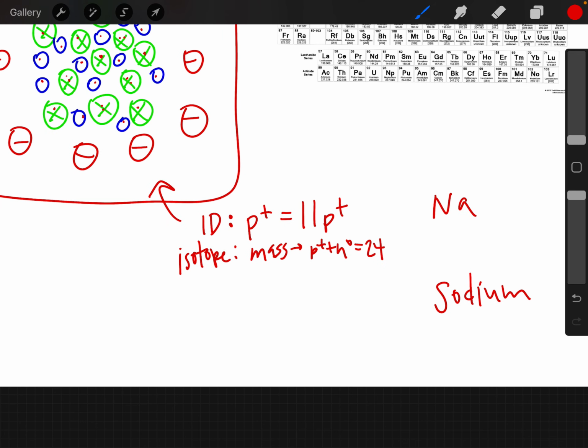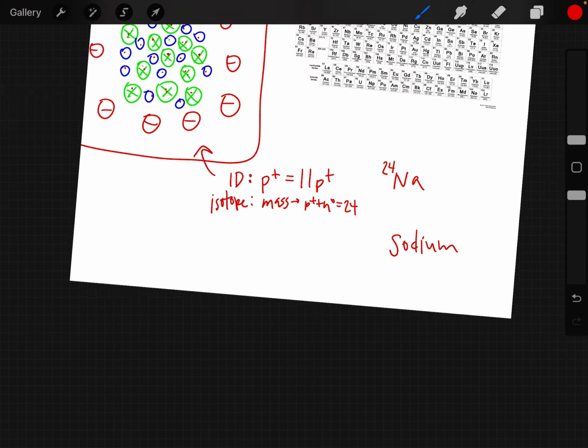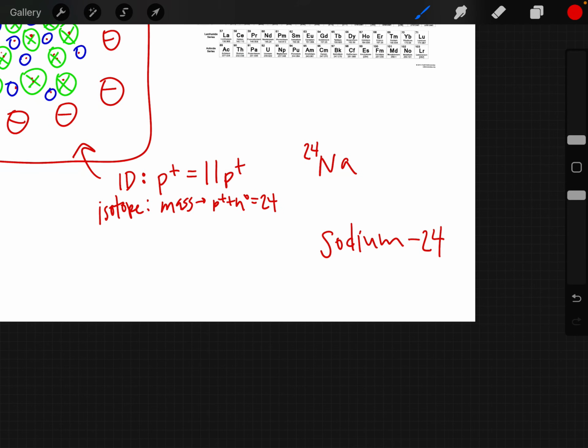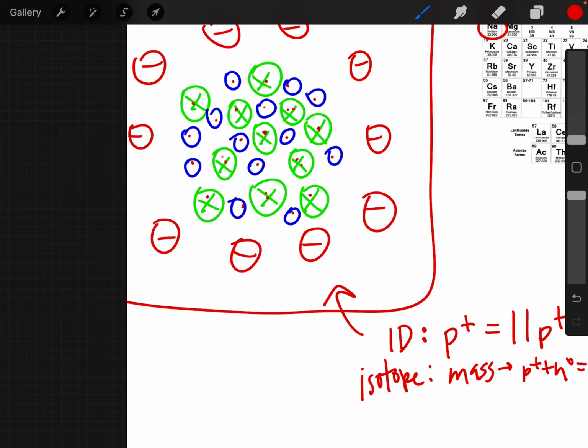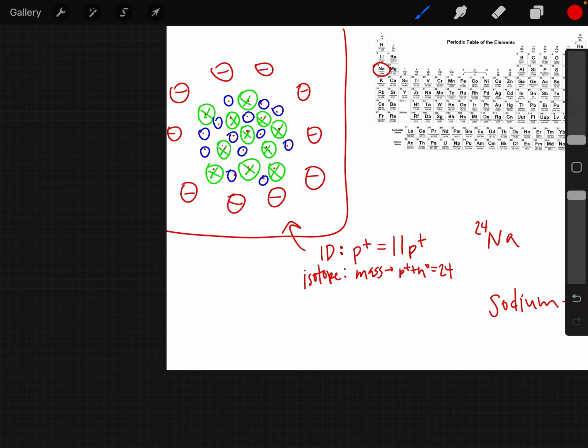If I was writing it in isotope notation, I'd write it like that. If I'm writing it in hyphen notation, I'd write it like that. Okay, which means that I would probably have 11 protons and 13 neutrons as a side note.